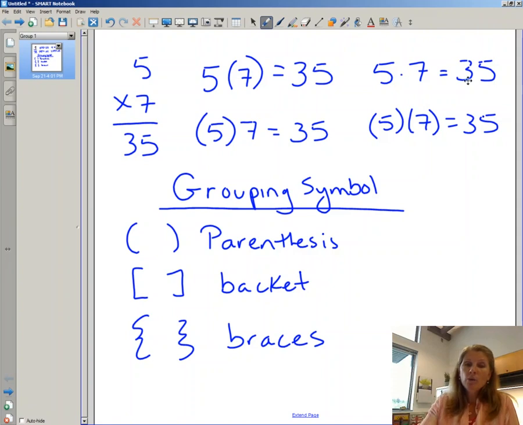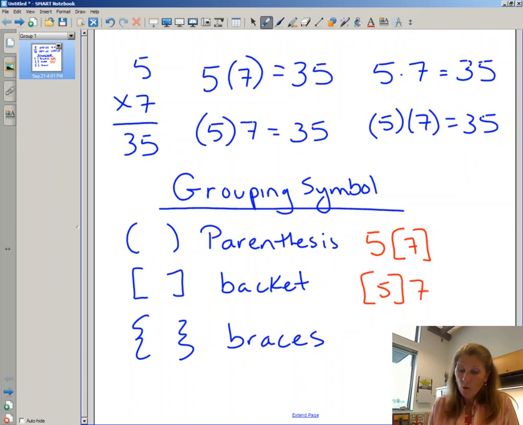So up there where I was writing all the different ways to write your multiplication, I could also do 5 times 7 that way, or 5 times 7 that way. Or I could do 5 in parentheses and 7 in brackets. That also means multiply. You can interchange those whenever you want. I could put them in braces.